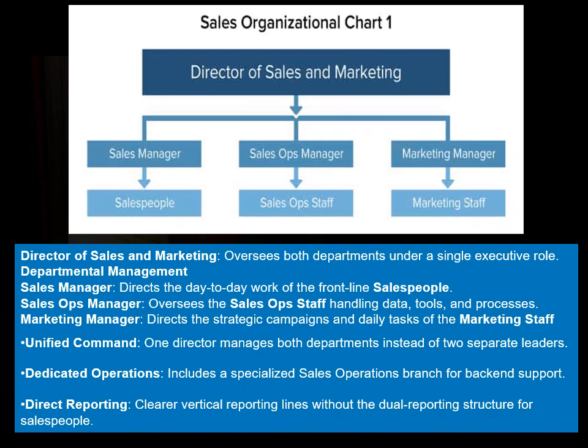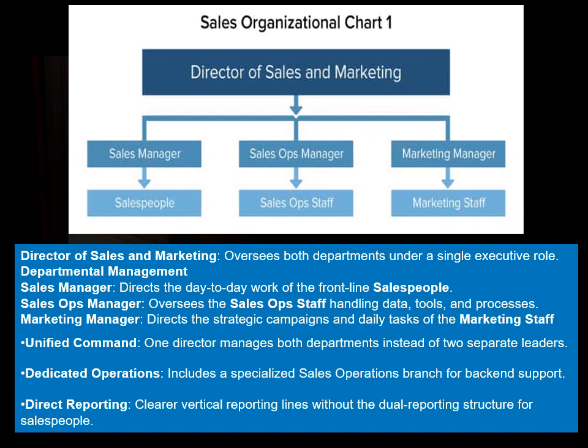Sales manager directs the day-to-day work of the frontline salespeople, whereas sales operation manager oversees the sales operation staff, handling data, tools, and processes. Marketing manager directs the strategy, campaigns, and daily tasks of the marketing staff. Unified command, dedicated operation, direct reporting. This is the specialty of this structure.